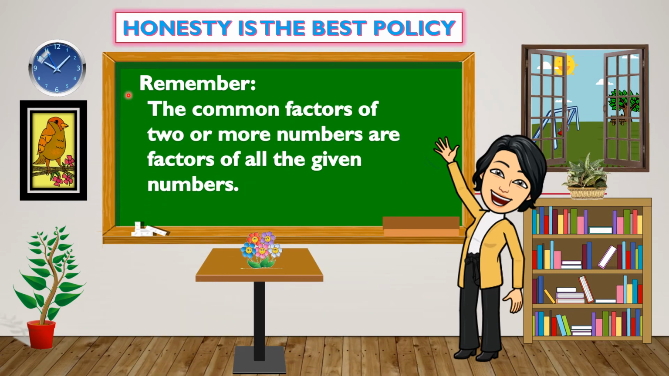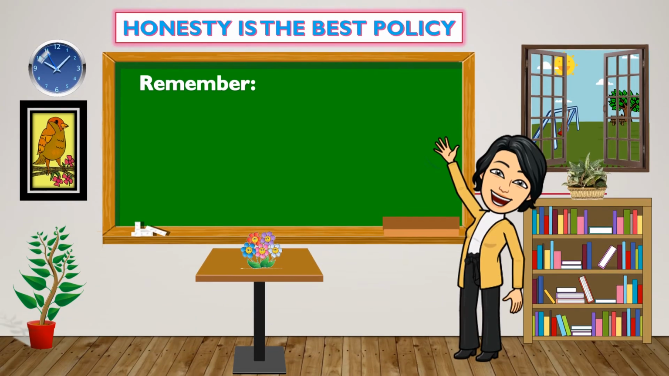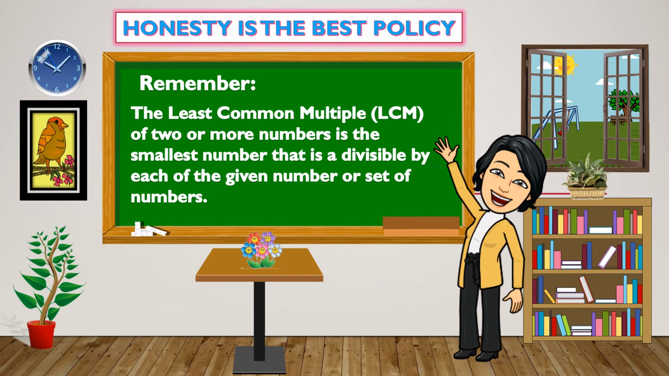Remember, the common factors of two or more numbers are factors of all the given numbers. The greatest common factor, or GCF, of two or more numbers is the largest number that is a factor or divisor of each number. The least common multiple, or LCM, of two or more numbers is the smallest number that is divisible by each of the given numbers.